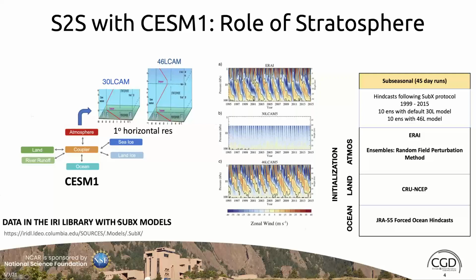And we set up our system with 2 versions of the model, one utilizing our default atmospheric model, the 30-level CAM, and then a higher configuration, so with the model with a higher top with 46 levels that had a much better representation of the stratosphere.